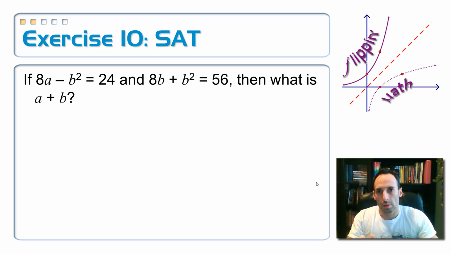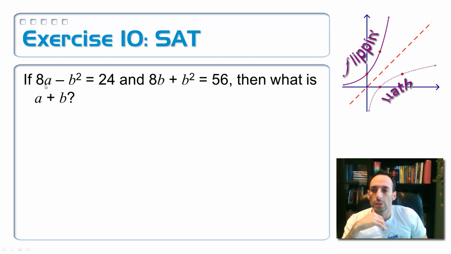Okay. Alright, were you successful? Did you get an answer? Let's see if it matches this one. So I'm not just solving a system of equations, I want to find what a plus b is, which is strange. It's a strange thing to find.